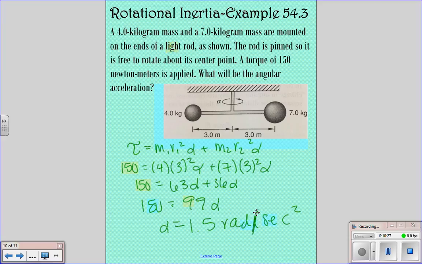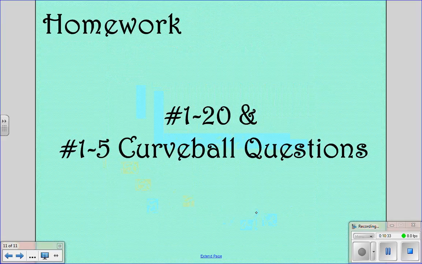Okay, so again, if you want to look at a proof for that formula, check in the book on 374 and 375. Your homework is 1 through 20 and the curveball questions, so make sure y'all do those tonight so that we can go over any questions you have tomorrow.